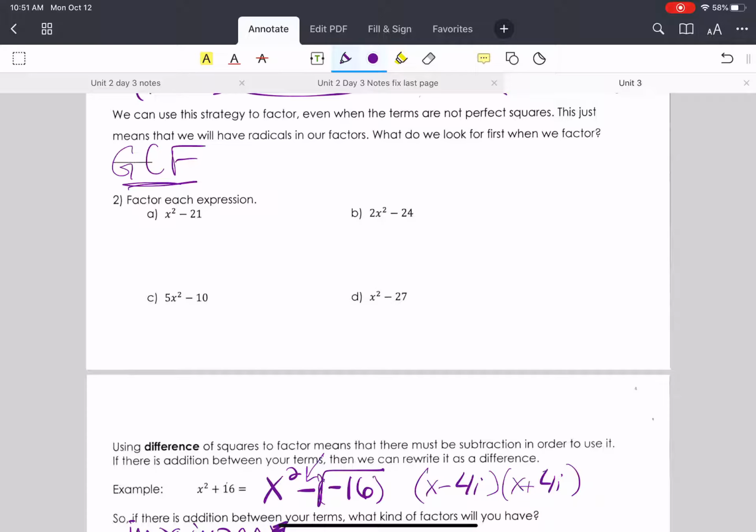So it's still a difference, right? So that means I can still ignore the negative and do my square root for each piece, right? So I'm going to have x minus the square root of 27 times x plus the square root of 27. Do you see how that's just like what we did before? It's just that I knew the square roots were going to be nice numbers, right? I said, what's the square root of 49 or 100? And you guys just told me, right? So this time I actually had to write the square root because it's not a nice number. Does that make sense?